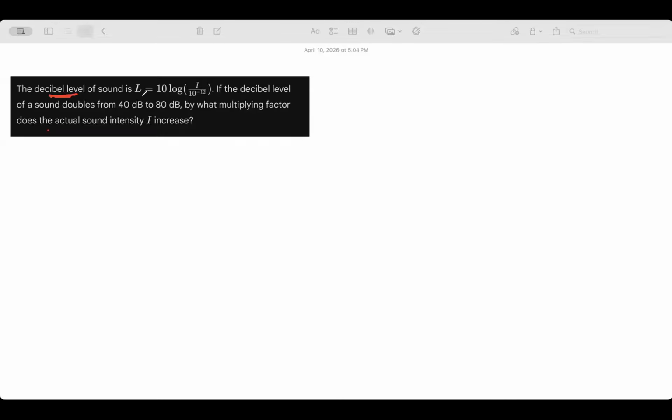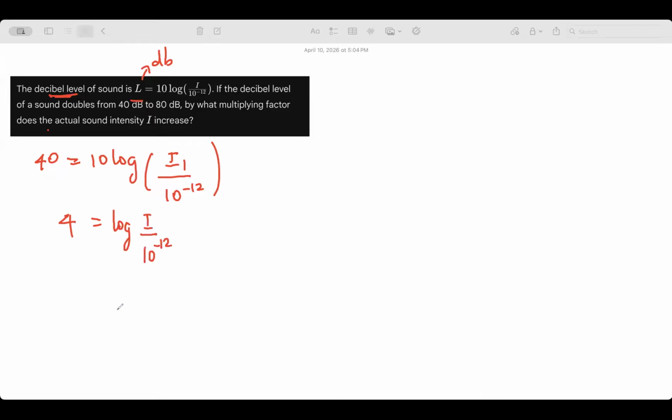Clearly the decibel level is measured in decibels. So what is it? 40. The initial one is 40 equal to 10 log of I1 divided by 10 to the power of minus 12. How do I write this? This is 40 divided by 10, right? 40 divided by 10 is 4, equal to log of I by 10 to the power of minus 12.